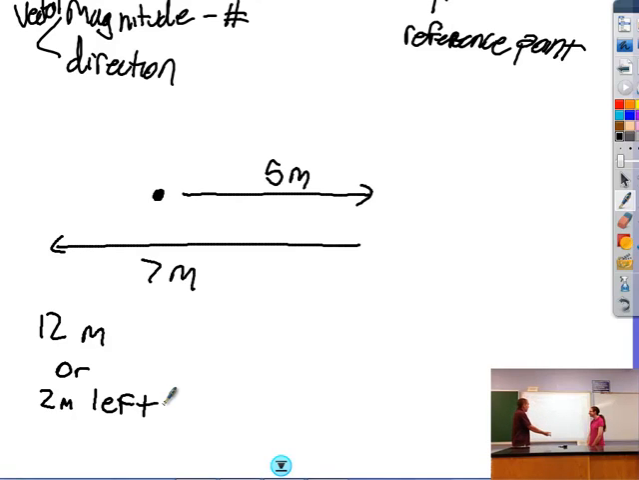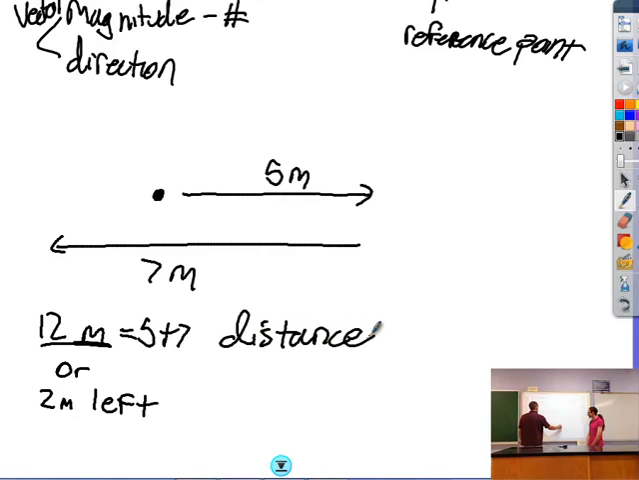When I say how far have they gone, you should say, well, exactly what you said. What do you mean? Do you want to know how far they are from where they started or how far do they actually walk? Since those are two different things, they get two different names. This 12 meters, where did you get that? I just added 7 and 5. 5 plus 7 equals 12 meters. This is the distance they walked. So the distance that person walked is 12 meters.